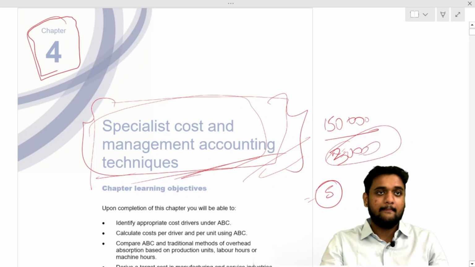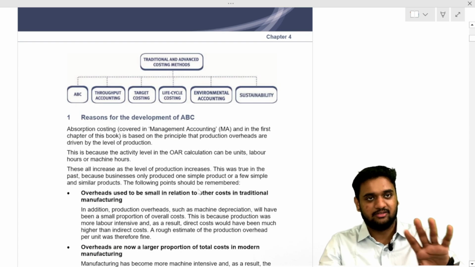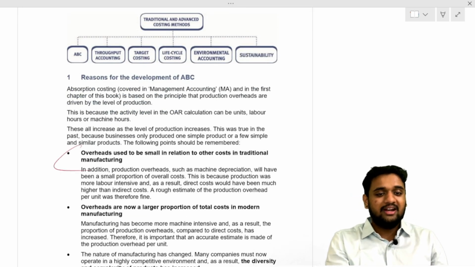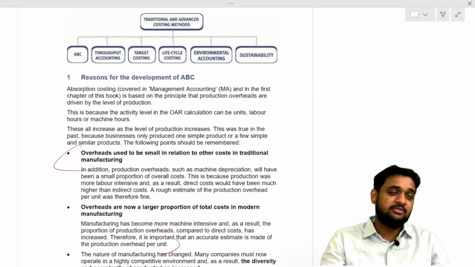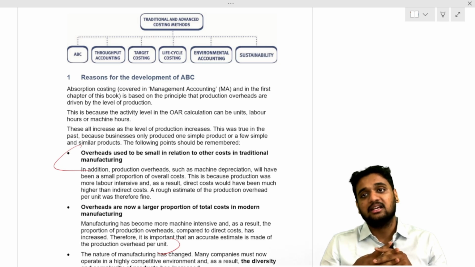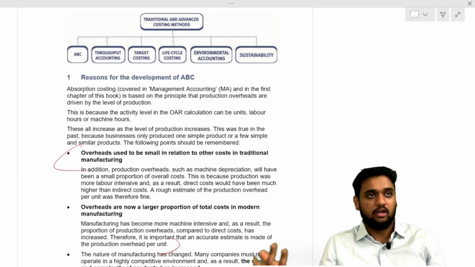Understood till this? There is a lot of unnecessary theory at the beginning explaining all these. Don't worry about it, very easy. One important theory we need to know: why did we shift from absorption costing to ABC costing? First, to be more accurate. Second, absorption costing is called the traditional costing method, and this is called the modern costing method.